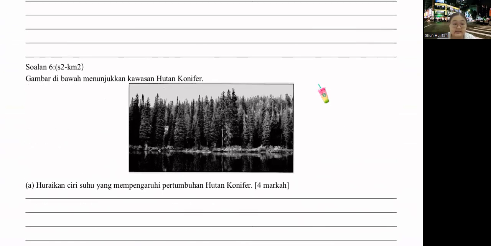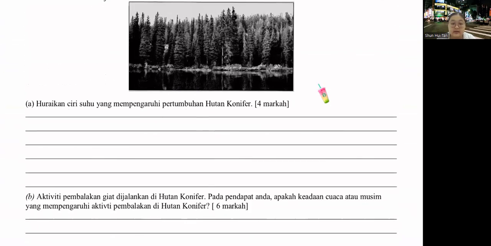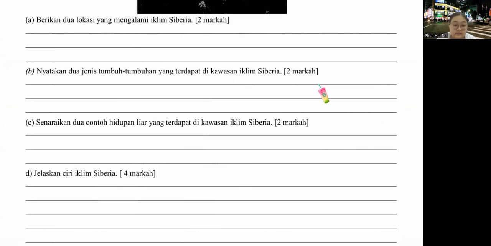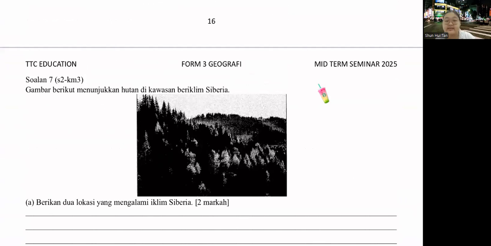Question 6. Okay. Yeah, question 6 or this, what is that? Question 7. Right? Page 17. Now, you see, this question they tell you, gambar berikut. Sometimes the picture is not clear in the exam. Don't panic. Read the question, read the title, what they say. They say, gambar berikut menunjukkan hutan iklim Siberia.